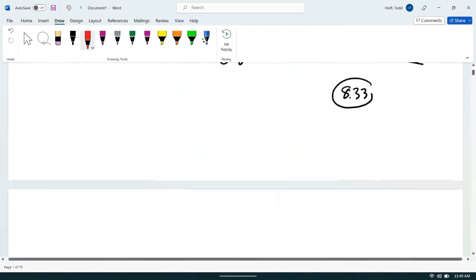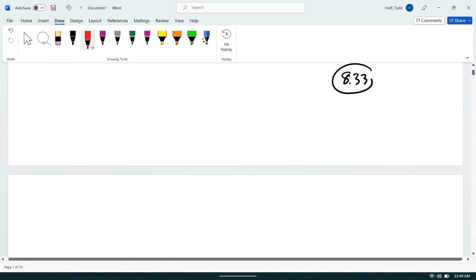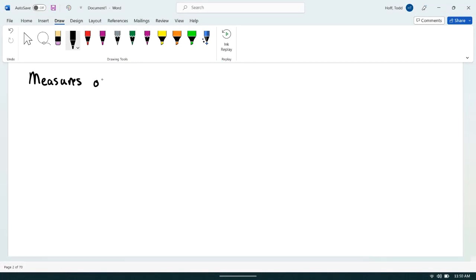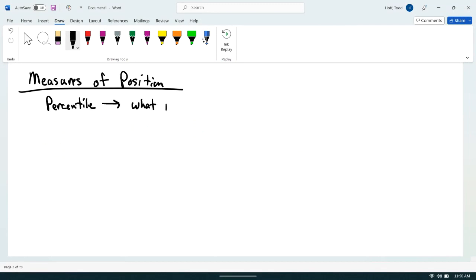So next, we've talked about measures of center and spread. We want to talk next about measures of position. And one that many of you have already encountered is percentiles. A percentile is saying what percent of all data is smaller than this.